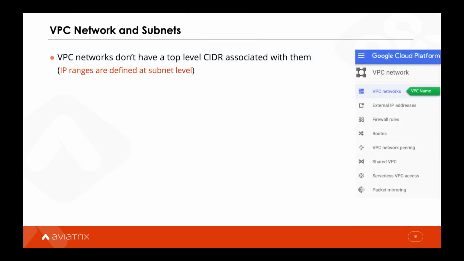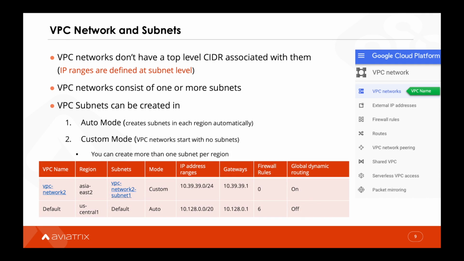So now let's talk a little bit more about VPC network and subnet. The first thing you need to remember: unlike AWS, the VPC networks don't have a top-level CIDR that you would define in case of AWS. So the ranges are actually defined at the subnet level. And when you create a VPC network, you can create one or more subnets. When it comes to actually creating those subnets, you have two options. The first option is to use auto mode. So when you pick auto mode, GCP will automatically create subnet ranges for you in all the regions.